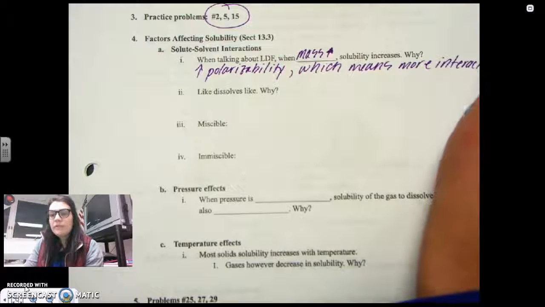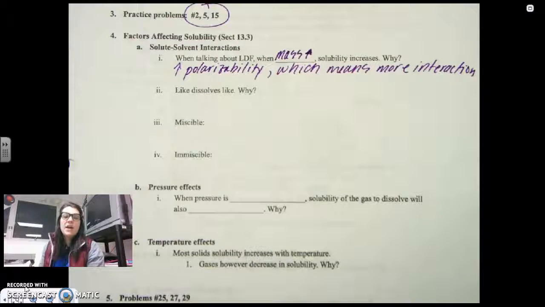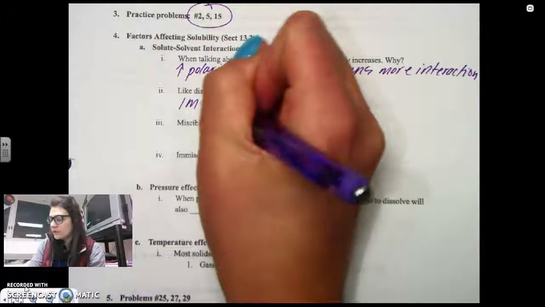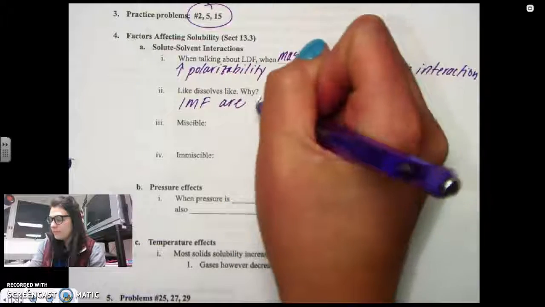Okay, and you guys have heard me say before, like dissolves like. Now you can explain to people why that's the case. Like dissolves like because their interactions are the same. Polar molecules have dipole interactions. So if I'm dissolving two polar molecules together, each molecule is going to have a positive side and a negative side, so they're going to interact. They're going to dissolve more readily in each other. So like dissolves like. Why? Their intermolecular forces are the same.